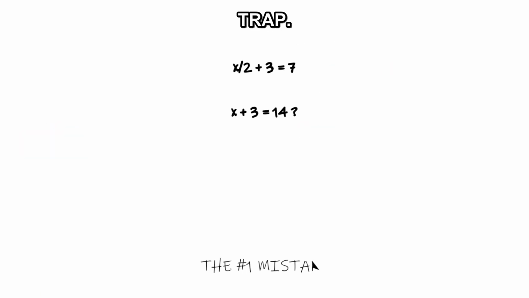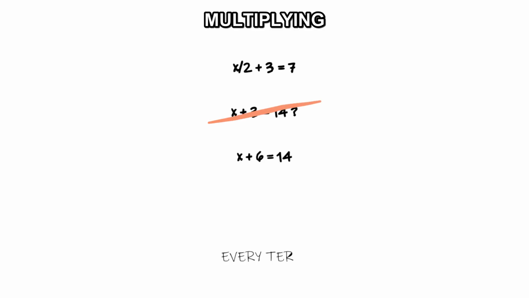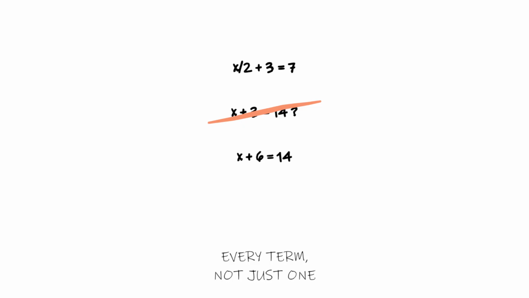Now, the trap. Here is the number 1 fraction mistake in algebra. Same equation, but this time you multiply by 2 first. X over 2 plus 3 equals 7 becomes x plus 3 equals 14. No, multiplying a side means multiplying every term on that side. The 3 lives on that side too. It is part 3's bag rule, wearing a new hat. X plus 6 equals 14.